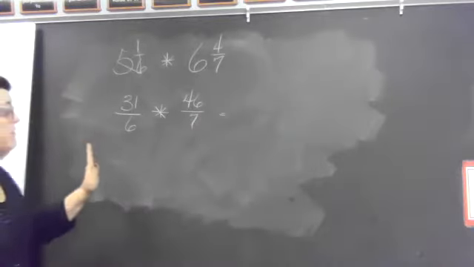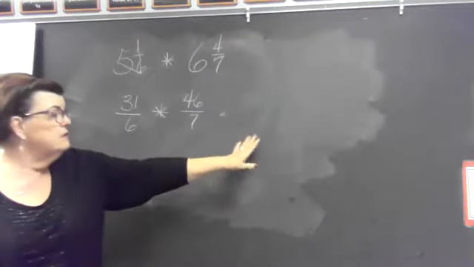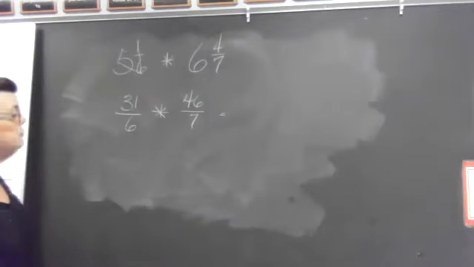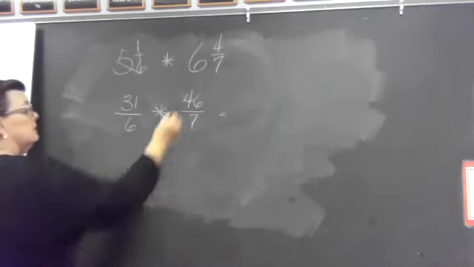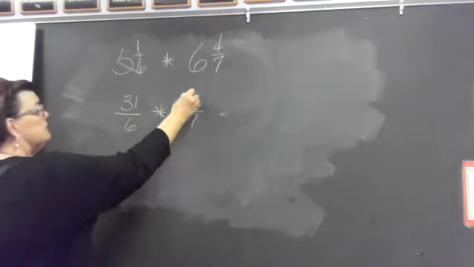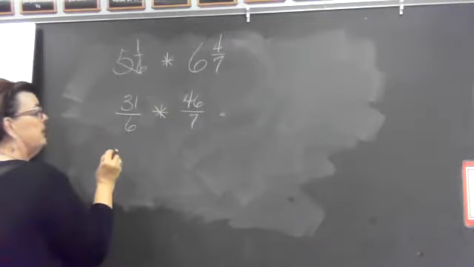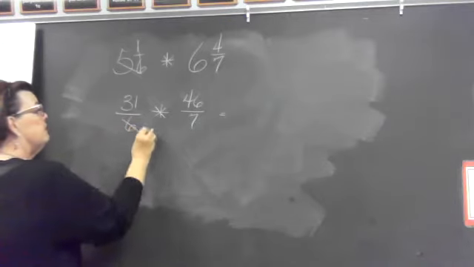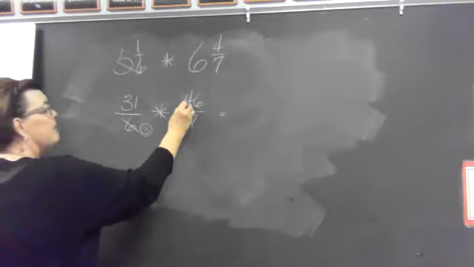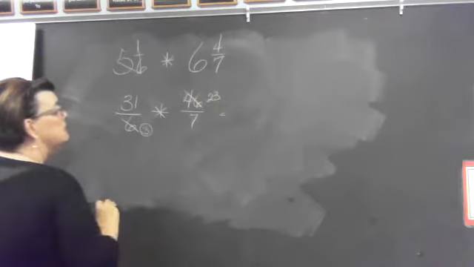Again, it is perfectly fine to go across here and go across here and then simplify your answer. But let's practice cross-canceling. Cross-canceling will help you so much if you'll get in the habit. Here are some even numbers. These are even, and so I know they'll divide by 2. So when I divide that by 2, I'm going to get 3. And when I divide that by 2, I'm going to get 23.